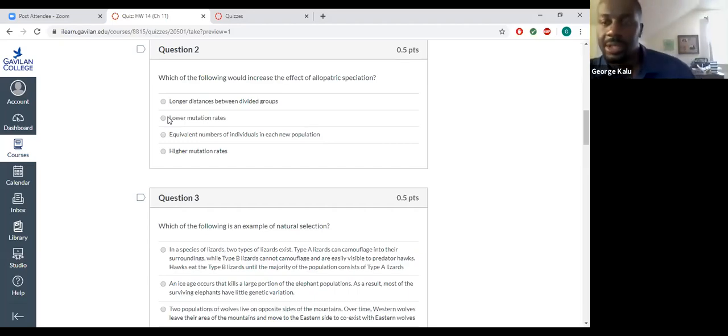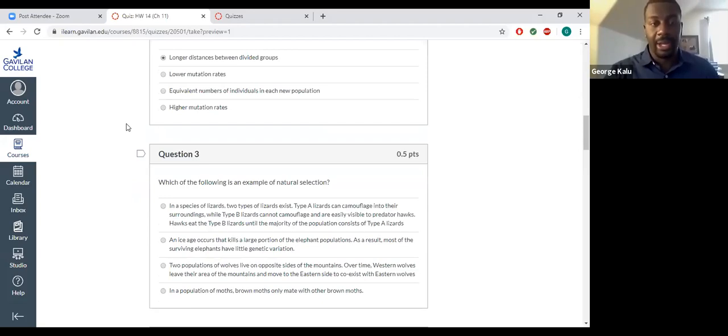Yes, so Uriel says A and Kimberly says A as well, so longer distances between our groups, and that would be true. So remember, allopatric speciation is speciation that occurs whenever you have individuals in two different environments, two different locations. Okay. So the longer the distance, the more different the environmental factors are going to be. If you have different environmental factors, that's going to lead to different selective pressures and ultimately lead to speciation occurring. All right, good.